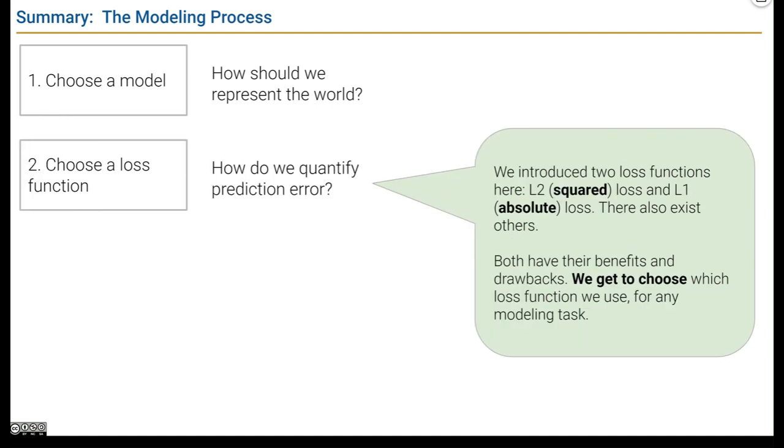We talked about two different types of loss functions: the L2 or squared loss, and the L1 or absolute loss. There also exist others. These will be the primary two we look at in this class for quantitative data. As we pointed out, there are benefits and drawbacks to both, and so ultimately you get to choose which loss function you want to use for your modeling task.